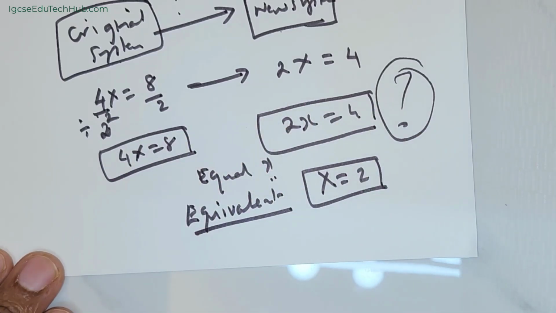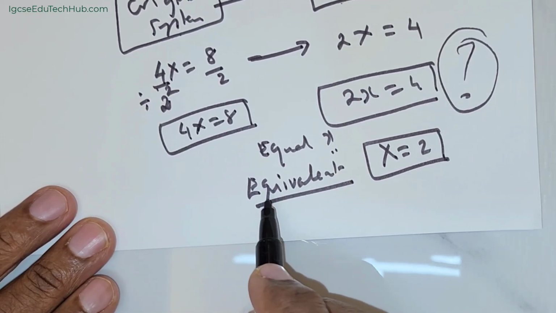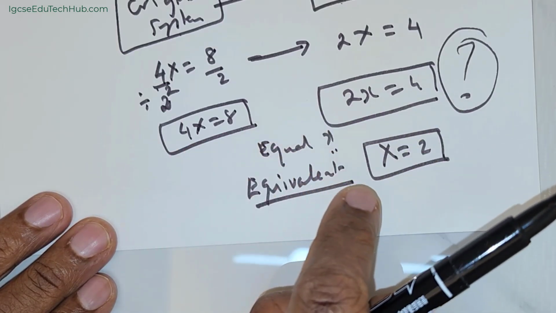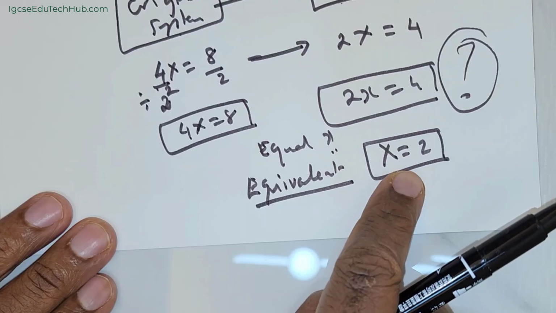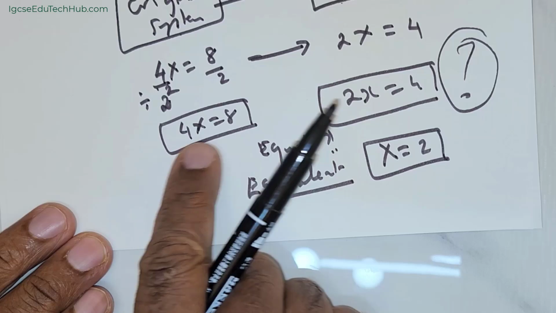Okay, that is the important point you have to know. Having mentioned that, let me clarify the difference between equal and equivalent. These two systems are equivalent. Why? They produce the same solution, x is equal to 2. Are they equal? No, because of the presence of the coefficient 4 here and 2.